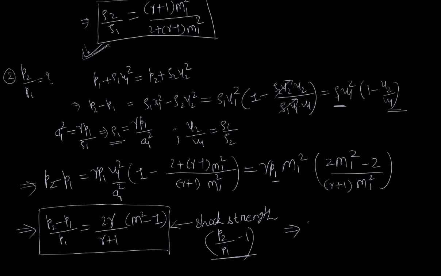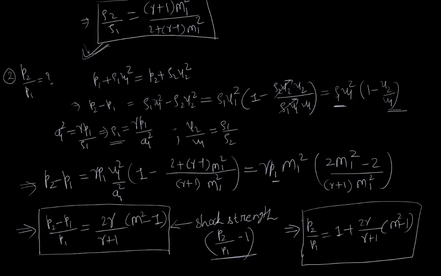Finally, what will be P2 by P1? P2 by P1 will be 1 plus 2 gamma upon gamma plus 1, inside the bracket M1 square minus 1. So this is the pressure ratio.